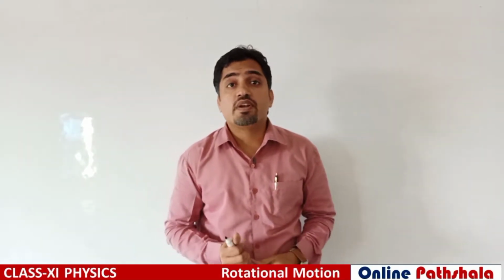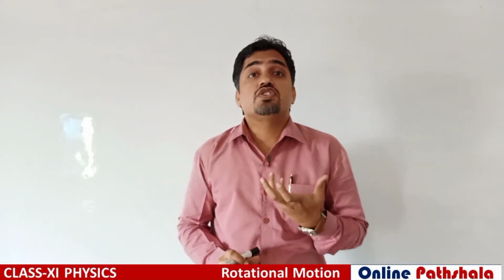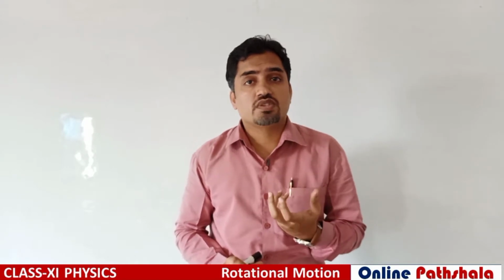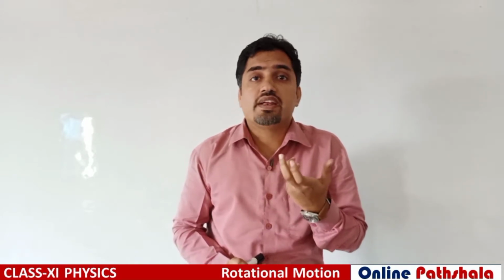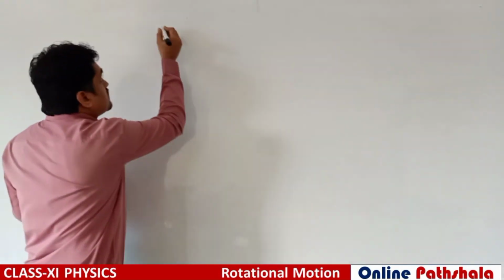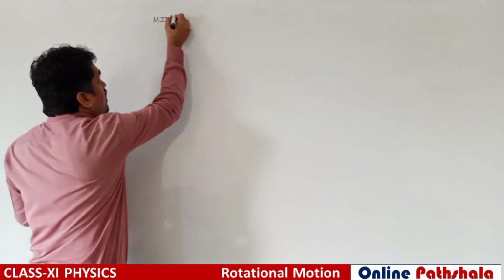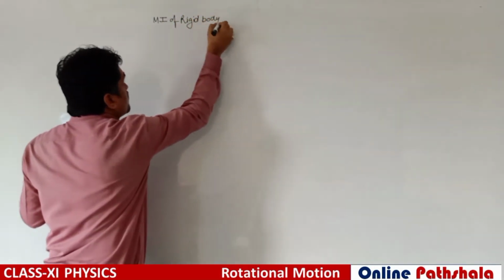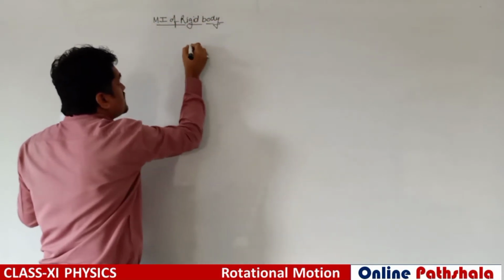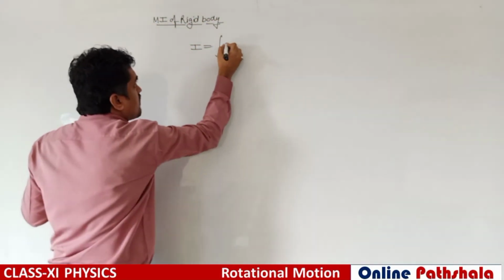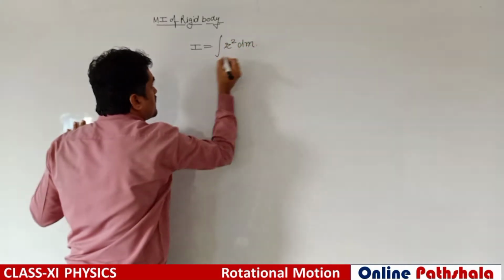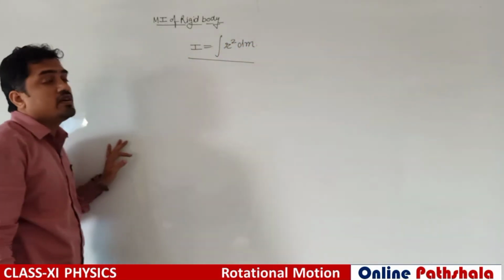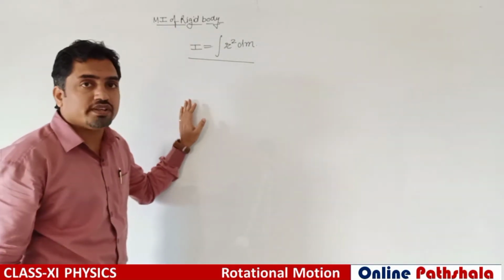Hello my dear students, in this lecture we are talking about the moment of inertia of a solid sphere. A solid sphere is a kind of rigid body, so we have to use the formula of a rigid body to find the moment of inertia. For any rigid body, what you have to do is integration of r square with respect to m. It is the formula to find the moment of inertia of any rigid body.